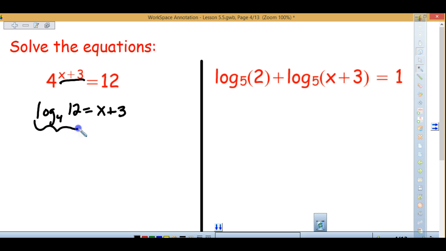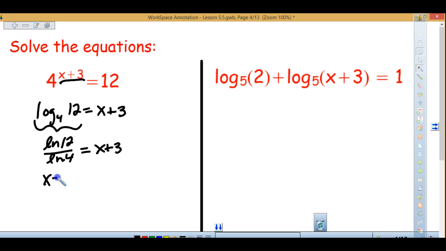All right, this has a numerical value, so I want to go ahead and evaluate that. This is something that I wouldn't want to use mental math for, because 4 to some integer power, or even something you can use mental math, you're not going to be able to evaluate that. So what I want to do then is switch this using change of base formula. So natural log of 12 divided by natural log of 4 is equal to x plus 3.